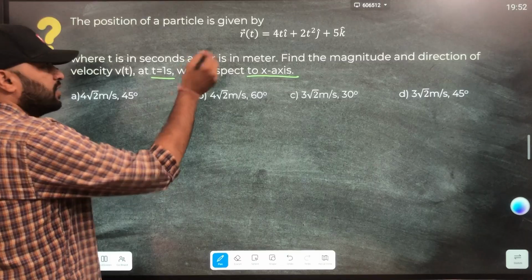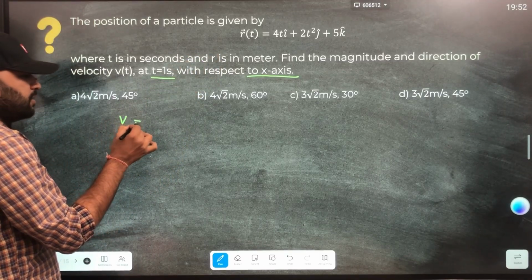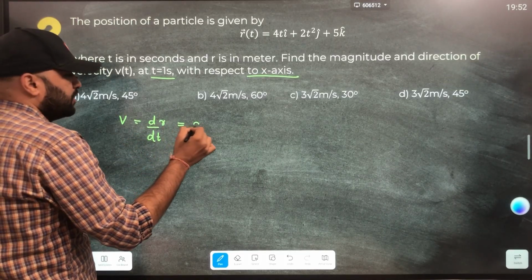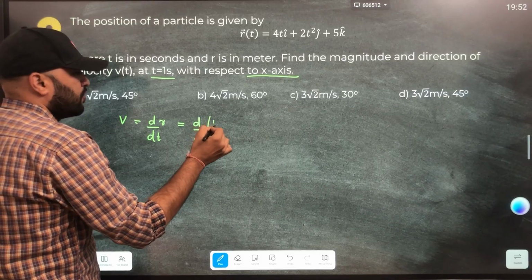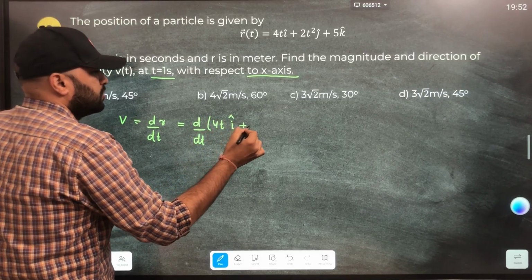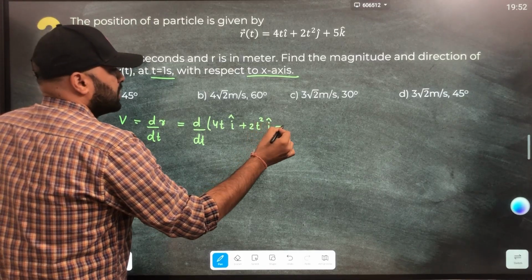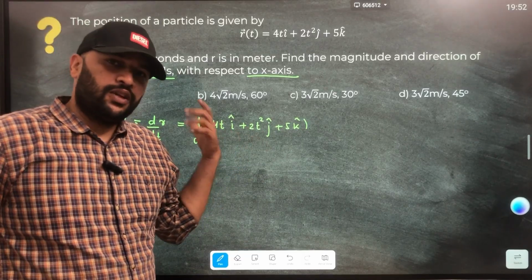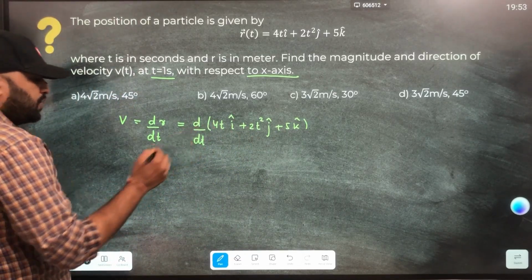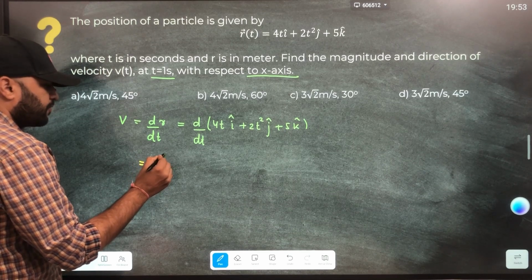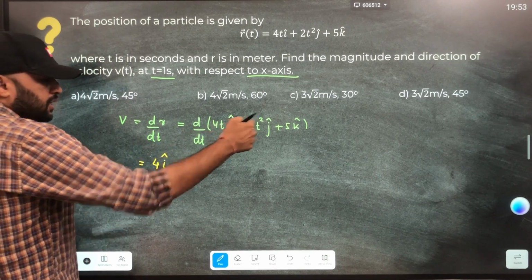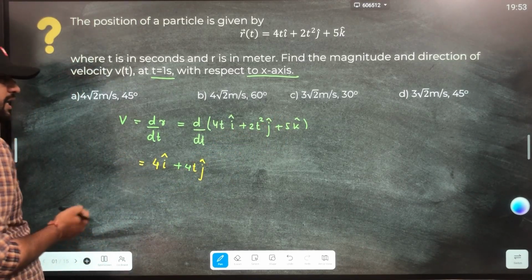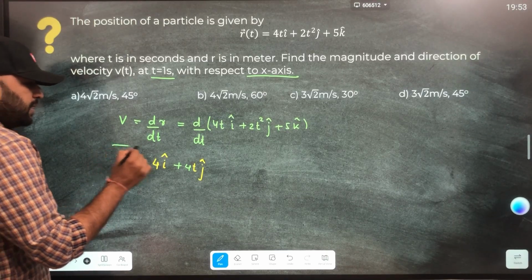First, to figure out the velocity, we will differentiate this function. So v will be equal to d by dt of r, correct? And that will be equal to d by dt of 4t i cap plus 2t square j cap plus 5 k cap. I hope this is clear. We are differentiating with respect to time to get the velocity. Differentiation of 4t will give us 4 i cap. Here it will give us 4t j cap, and the derivative of 5k, it's a constant, so you will get straight away 0. So the velocity function will be this one.